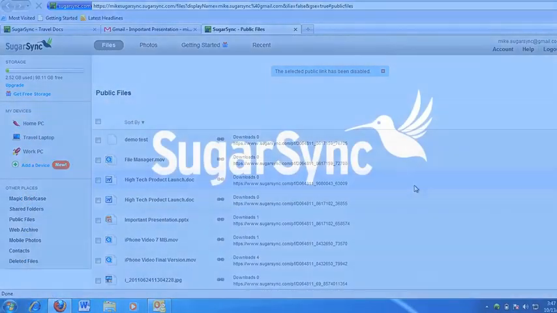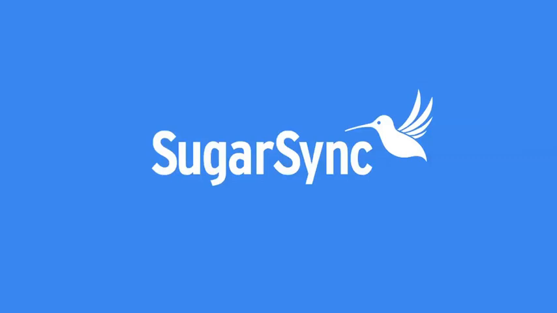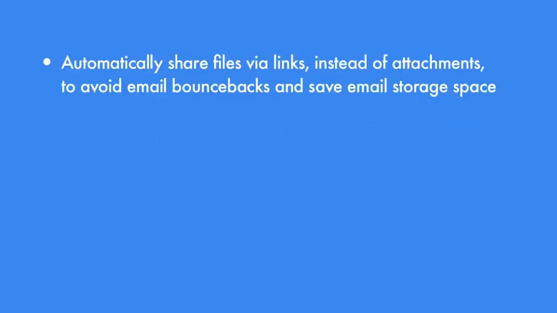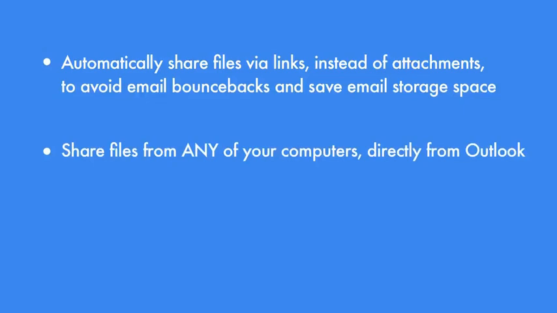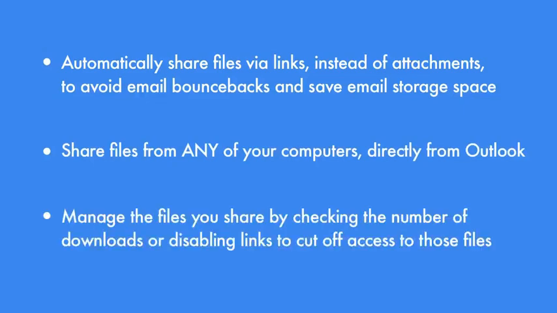Email is great, but it often puts limits on what you can share due to the size of what you're sharing. With SugarSync for Outlook, you have the ability to automatically share files via links instead of attachments to avoid email bounce backs and save email storage space. Share files from any of your computers directly from Outlook. Manage the files you share by checking the number of downloads or disabling links to cut off access to those files.